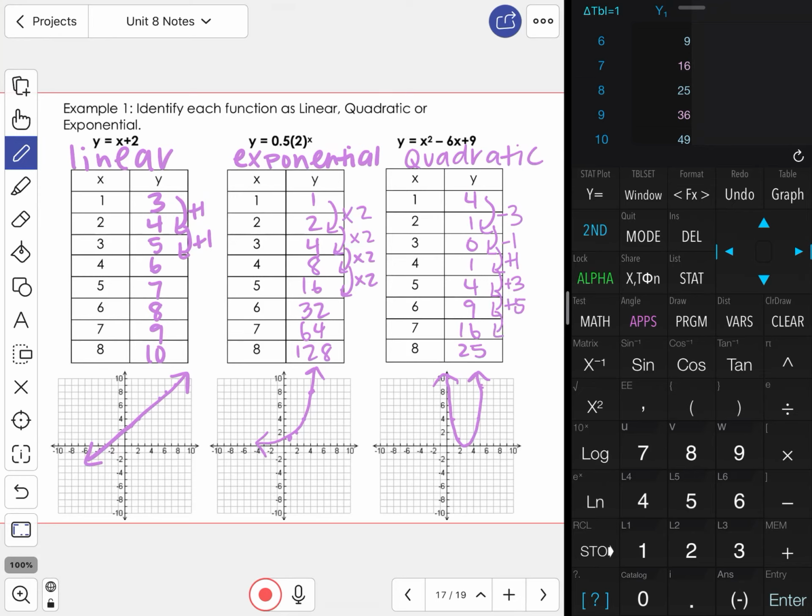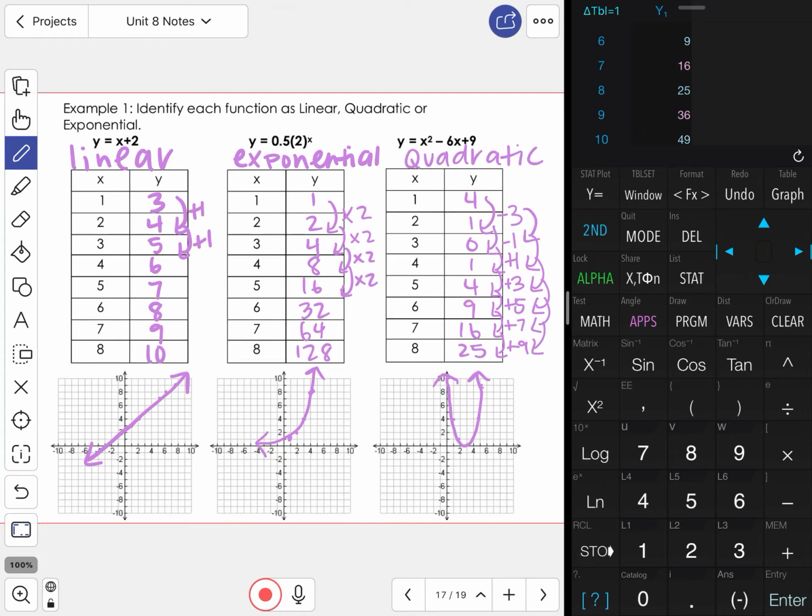So it's not doing a perfect addition or multiplication or subtraction or division. It's doing different numbers each time. So 9 to 16, it's adding 7. And from 16 to 25, it's adding 9. So on our first differences, it was different numbers each time. So what I'm going to do is look at the second difference. So I'm going to look at what was changing between each of these numbers.